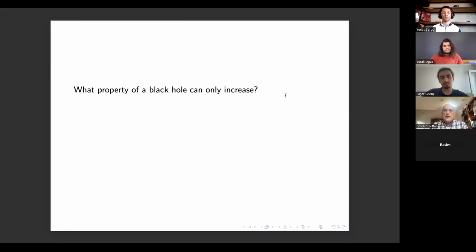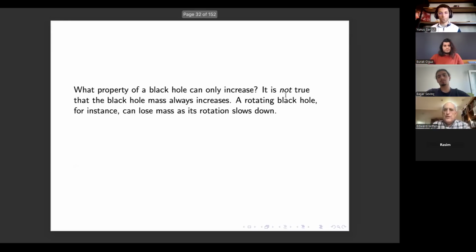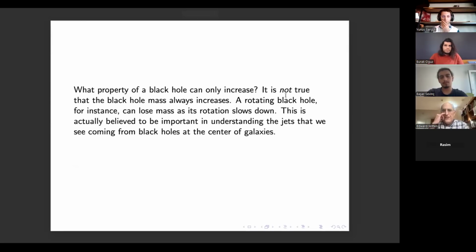Well, he needed a property of a black hole that can only increase. But what property has that? What aspect of the black hole can only increase? It's not true the black hole mass always increases. For example, a rotating black hole can lose mass as its rotation slows down. That's actually believed to be important in understanding the jets that we see coming from black holes at the center of galaxies.